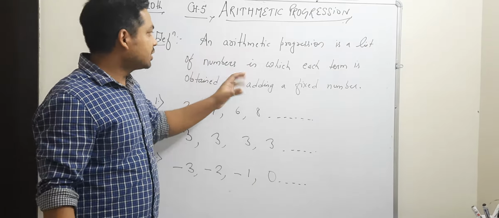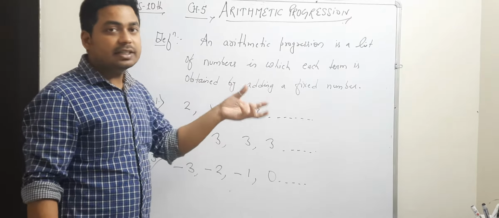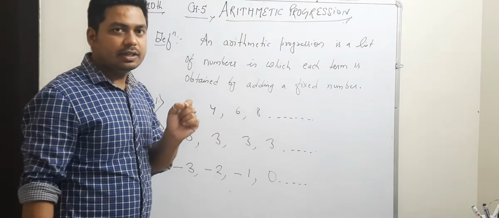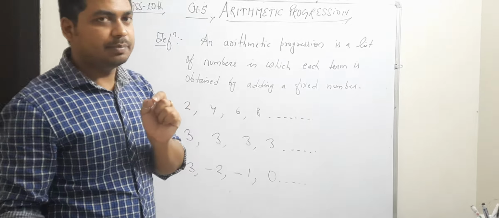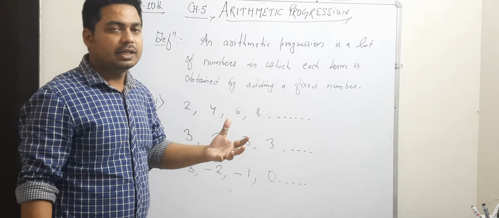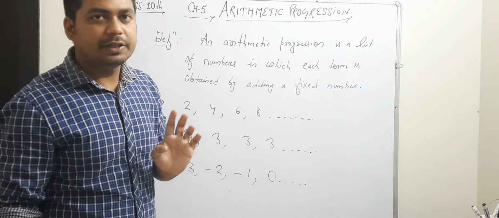An arithmetic progression is a list of numbers in which each term is obtained by adding a fixed number to it. Arithmetic progression is also known as AP. It is a list of numbers or a sequence of numbers in which each number is obtained by adding a fixed number to it.